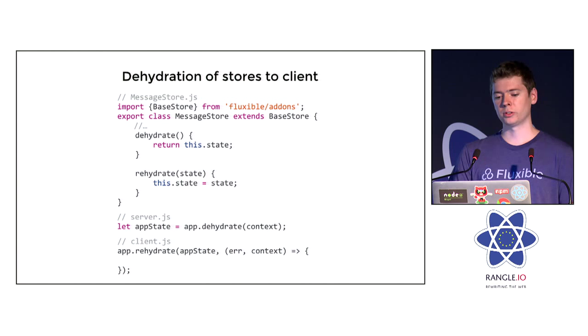Fluxible also gives you dehydration of stores to the client. Each store can define a dehydrate and rehydrate function. The dehydrate function should return a serializable state object, and the rehydrate function takes the state object that was passed down from the server and will fill in the state back on the client. And then we also provide at the Fluxible level a method that will iterate through all of your stores and return that full state object that can be sent down to the client. On the client, you call app.rehydrate, and it'll give you back a context that is filled with all of the stores and the data for each store.